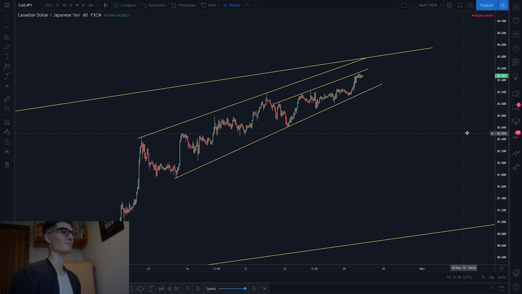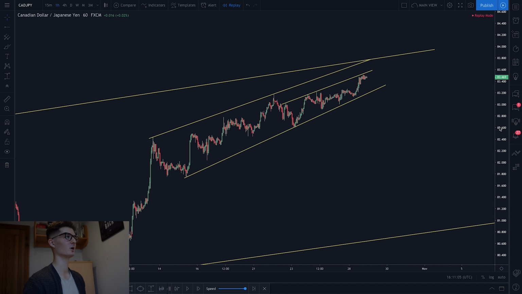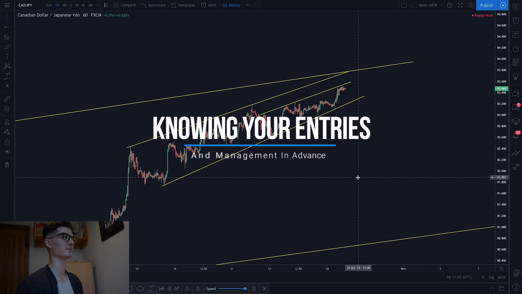So with that in mind, by the way, don't take any of this as gospel, but this is just my experience. This is how I trade, and it's helped me so much. So first point, knowing your entries in advance. So this is the key thing, right?